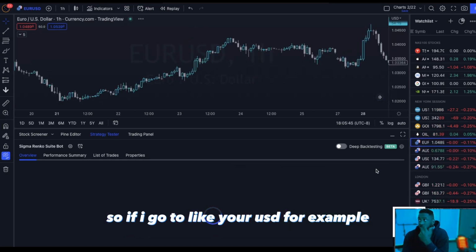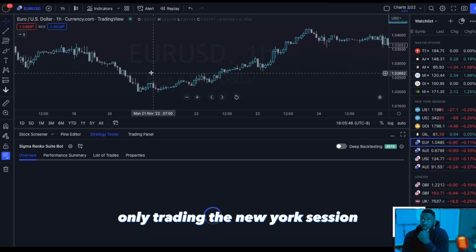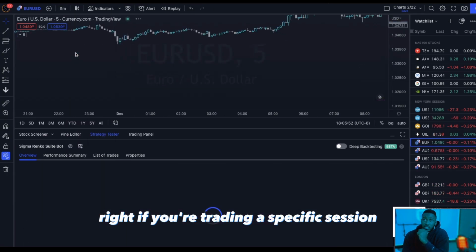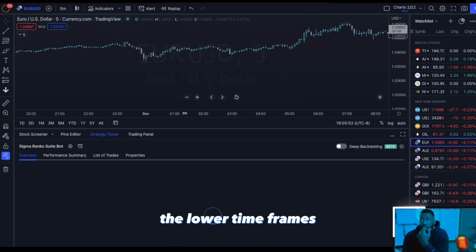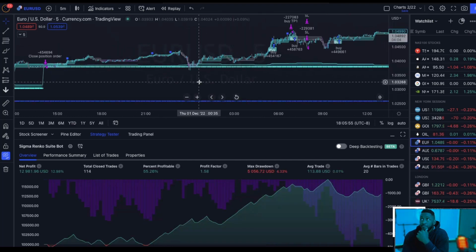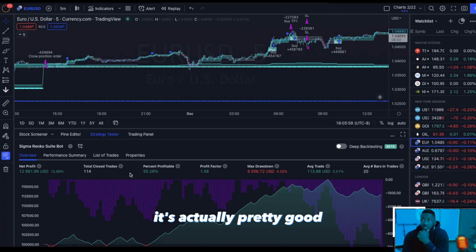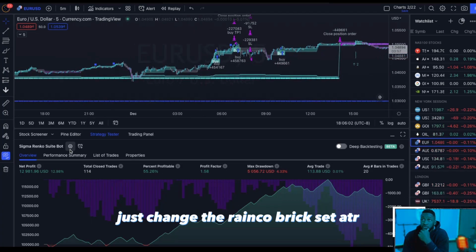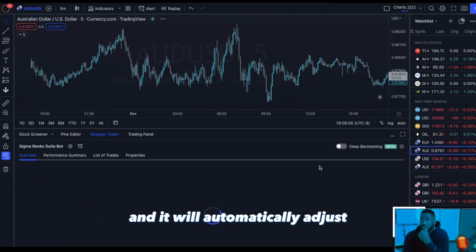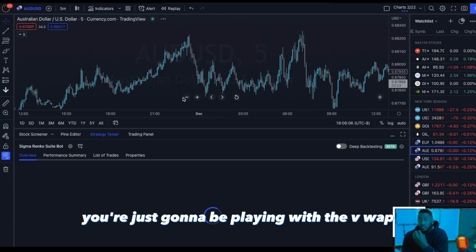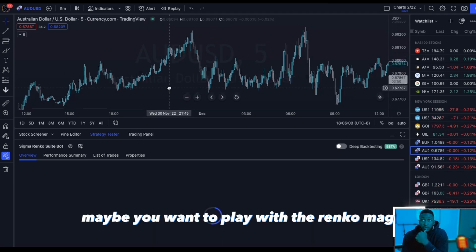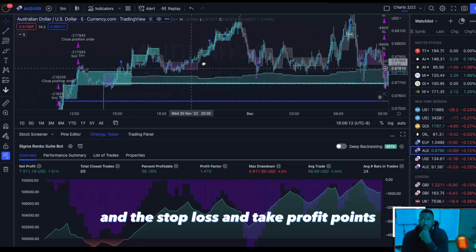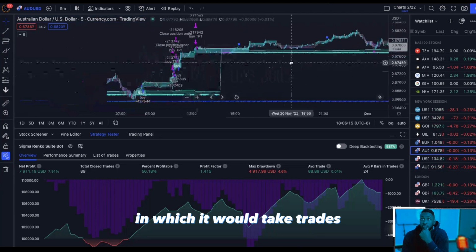So if I go to like Euro USD, for example, only trading the New York session, right? If you're trading a specific session, you want to trade the lower time frames. You can see it's actually pretty good. And I haven't really changed any settings at all. Just change the Renko bricks to the ATR and it'll automatically adjust. And at that point, you're just going to be playing with the VWAP. Maybe you want to play with the Renko MACD trend to filter, and the stop loss and take profit points in which it would take trades.